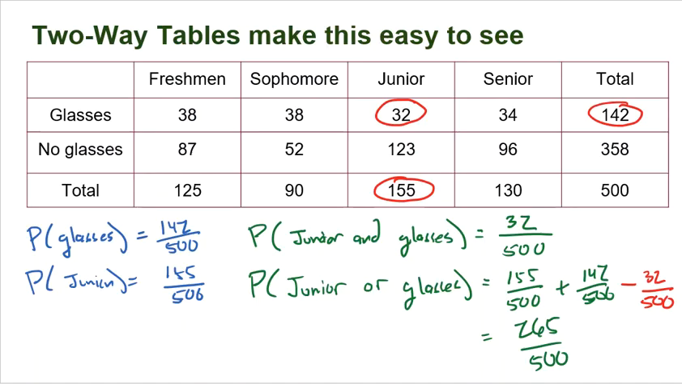So if I go back to this problem and I said, all right, what's the probability that I pick a kid at random? Pick one random kid. That's my random process. That's my chance event. Picking one student out of these 500. What's the probability that they're neither a junior, nor are they wearing glasses? Well, that would just be taking 500 minus 265. That would be the 235 kids that would be neither. That would just be the opposite. That would be the not. Not a junior, not wearing glasses. That would be the 235 kids out of 500 that don't meet those qualifications.